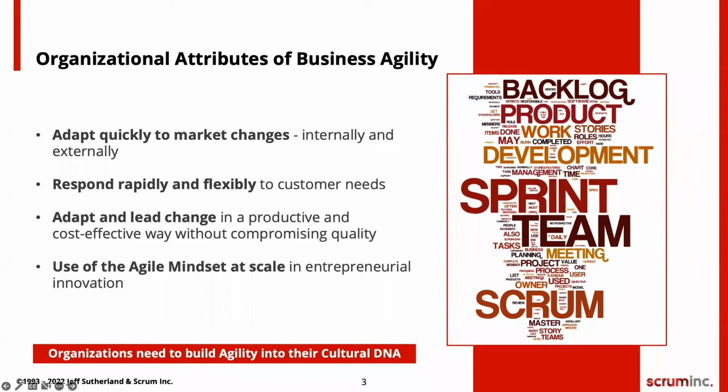And the final one, use of the agile mindset at scale in entrepreneurial innovation. Most people who are watching this are familiar with agile. They've heard about the manifesto or they've read some articles on it. But the question is, how do you put that mindset to use at scale? That's a little bit different than just, for example, inside of your research and development department. And what this means is that you have to build agility into the DNA of your culture inside your organization. But most importantly, it involves two other facets of your organization that you're probably going to have to change.